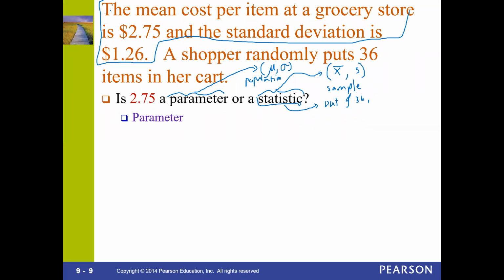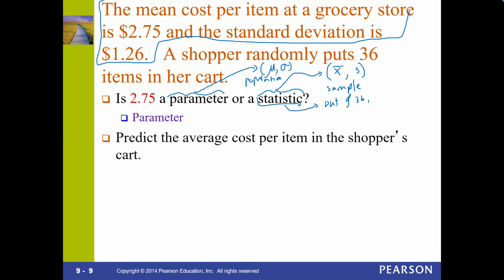I didn't know how they got the $1.26. They just say it. But if I knew the process and it said out of the 36 samples, we find the average of the 36 and find this number, then that'll be a statistic. Therefore this is a parameter.